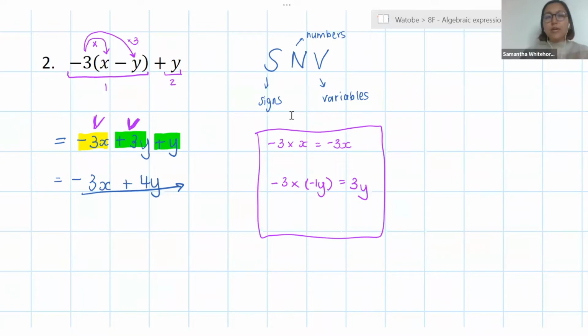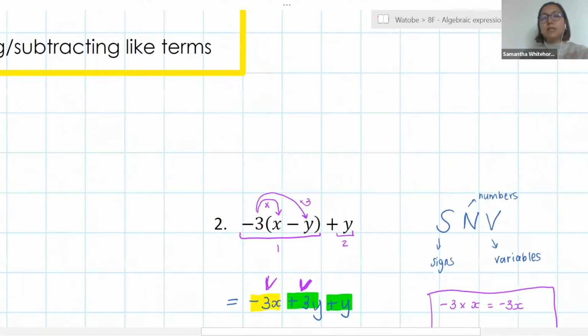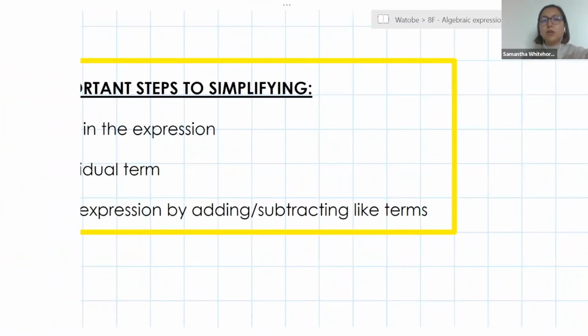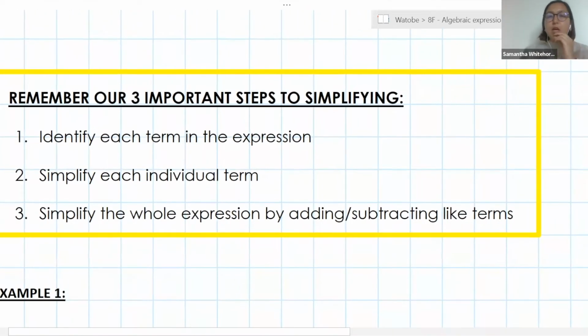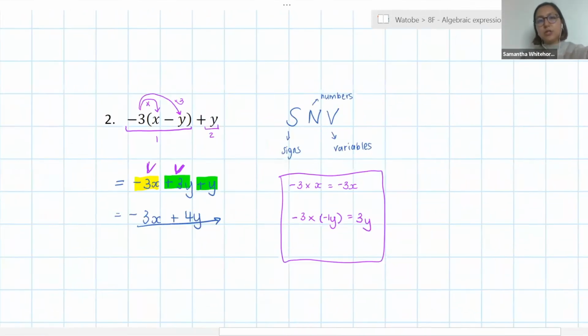Okay, so if we're going to start to simplify, what we need to do is do these 3 steps that I started with, all right? Let me just put them up there again. So the first thing we want to do is identify each term, then we want to simplify each individual term, and then we want to simplify the expression. So that's what I've done in this step. So I'm just going to go away from that again and go to question 2.